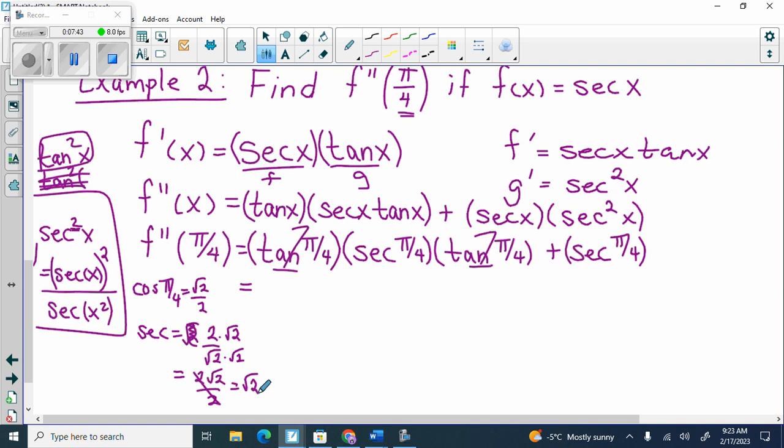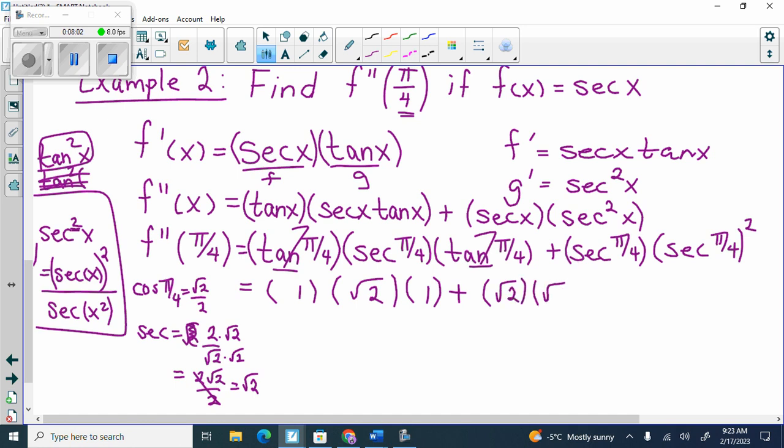So this is gone. Secant of pi, well, I'll just write it out. 1, root 2, 1. Why did I not write this one? Secant pi over 4 squared. So plus root 2 times root 2 squared. What's root 2 squared? 2. Yes, we get root 2 plus 2 root 2, which is 3 root 2.